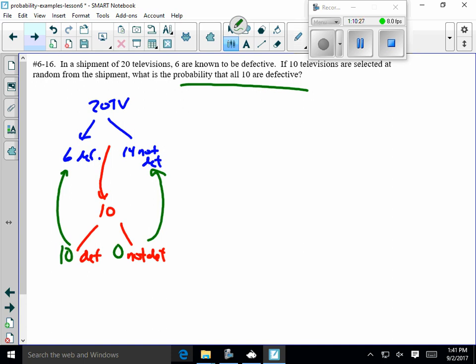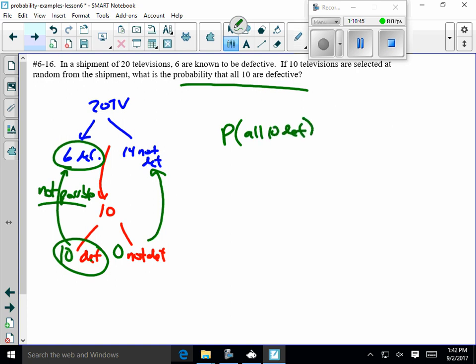But I see an issue here. Do you see it? We would have to select 10 defective TVs out of only 6. That's not possible, right? We can't get 10 defective TVs if there's only 6 defective TVs. So by inspection, this probability of having all 10 defective, that would be 0. Almost a trick question.